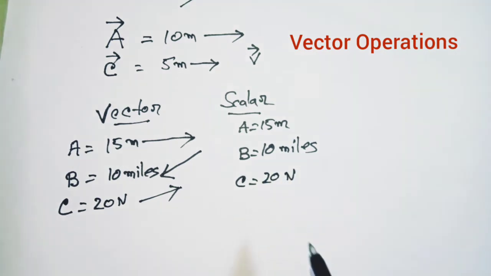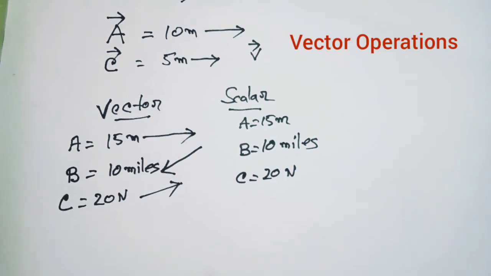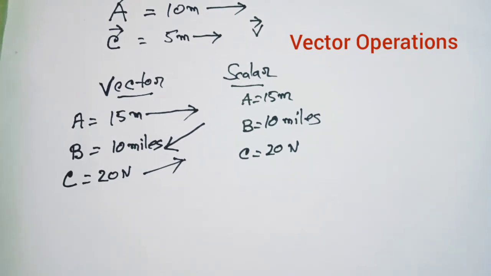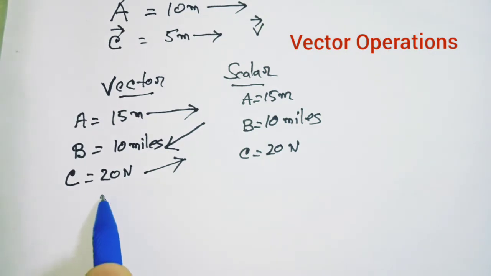That means it has got no direction. It is just the scalar part, the magnitude, that is up to 20 newtons. Now we will look into some basic operations because this is important. So let us look into the multiplication part.